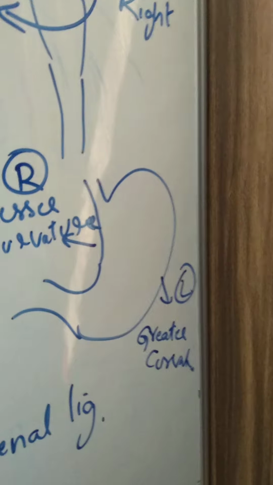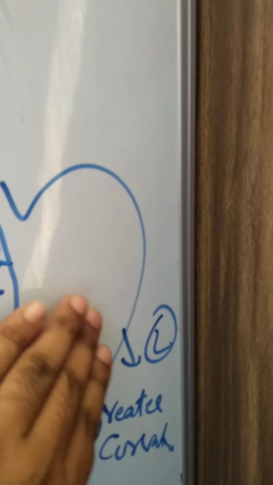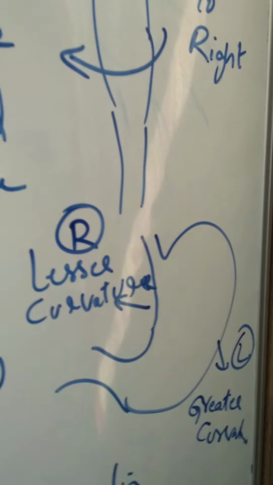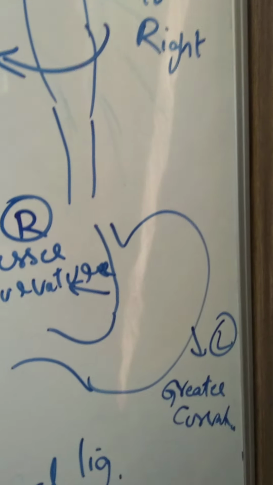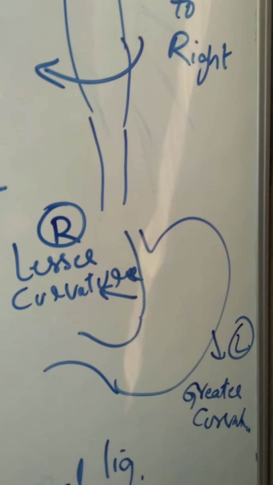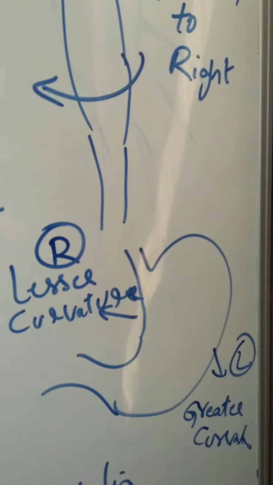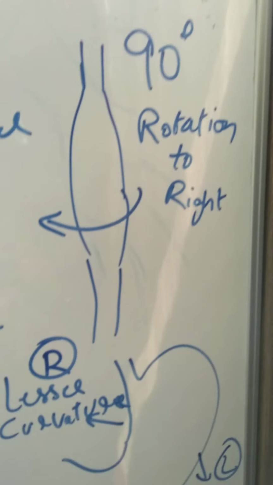So the initial left surface will now become the anterior surface, and the initial right surface will become the posterior surface. Any one statement you remember: either you remember that the left surface becomes anterior. That's good enough. Left surface becomes anterior, therefore the left vagus nerve is anterior. So this is about rotation of the stomach.